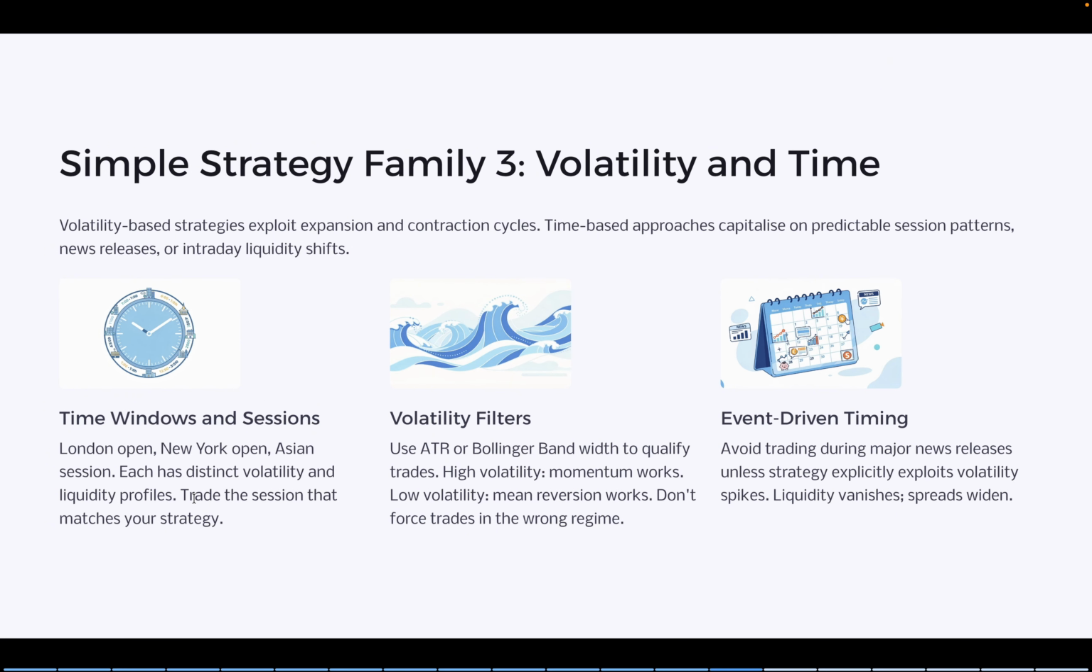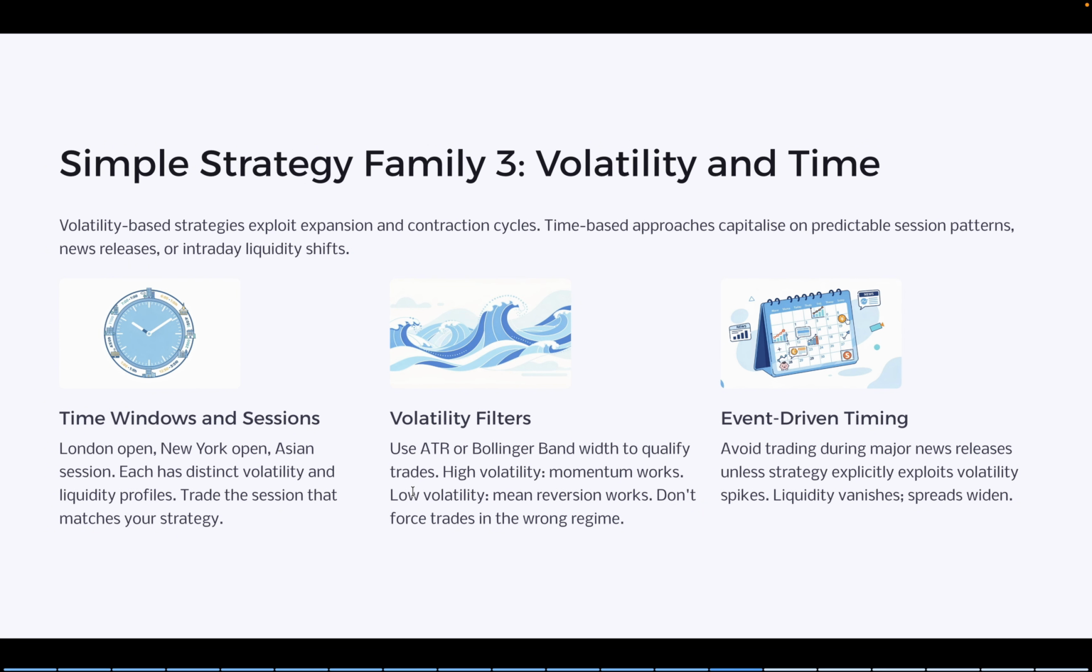Okay, and then you may have volatility filters, so you can use ATR or Bollinger Band width to qualify trades. With high volatility, momentum usually works, and with low volatility, mean reversion works. So you can also diversify between these two strategies. You can have a momentum strategy, and you can also have a mean reversion strategy. So if one works, the other doesn't.